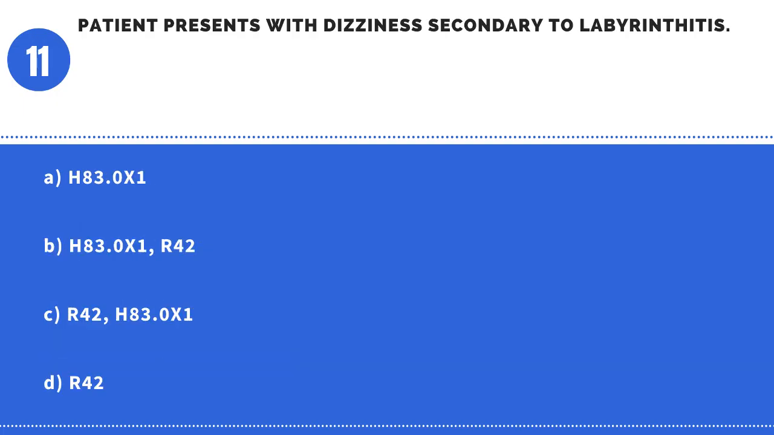Question 11. Patient presents with dizziness secondary to labyrinthitis. A. H83.0x1. B. H83.0x1, R42. C. R42, H83.0x1. D. R42.